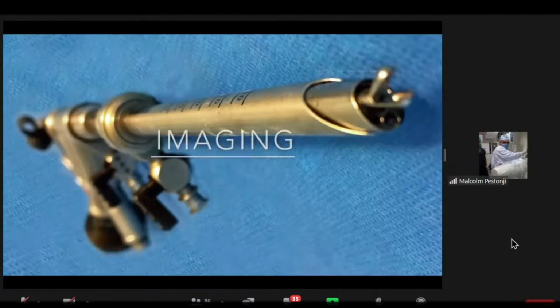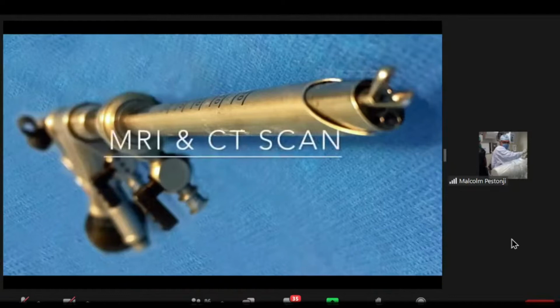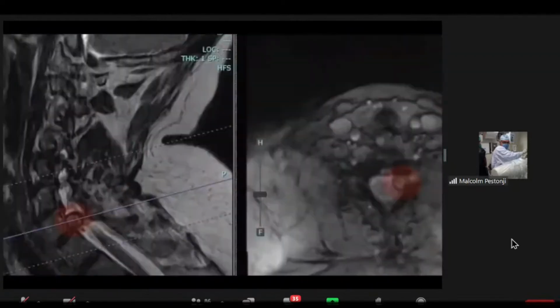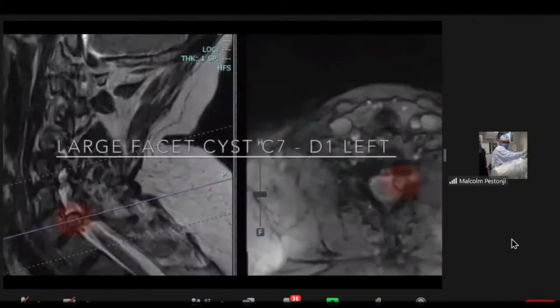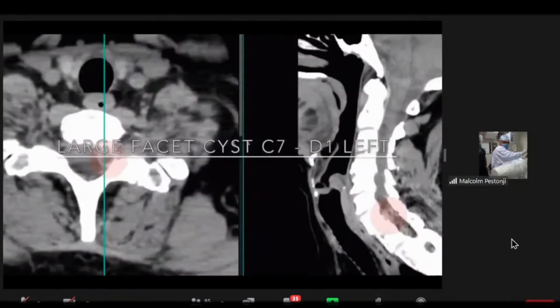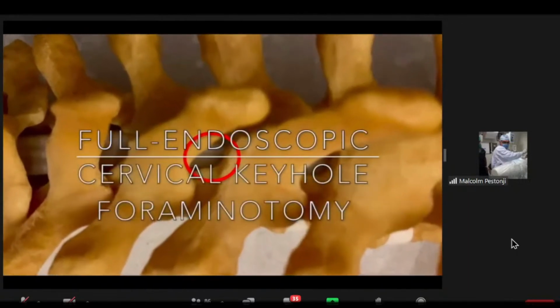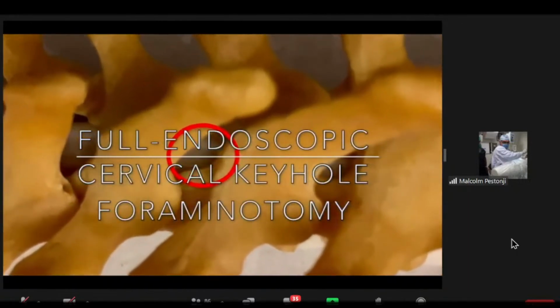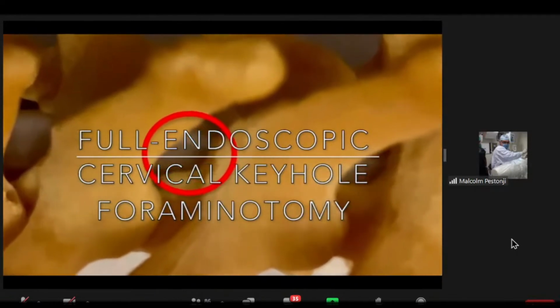Imaging was performed by MRI and CT scan. You could see a large paracentral facet cyst at C7-1 compressing the C8 nerve. No myelopathy. On the CT scan of the cervical spine, you can clearly see a similar view of the large paracentral C7-1 facet cyst. As treatment, full-endoscopic cervical keyhole surgery was chosen.